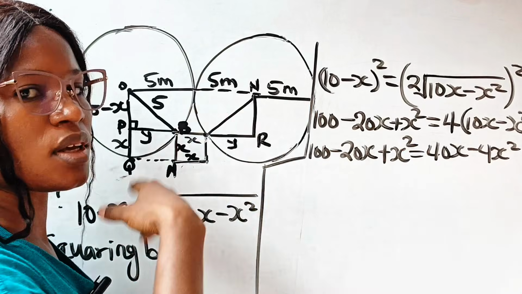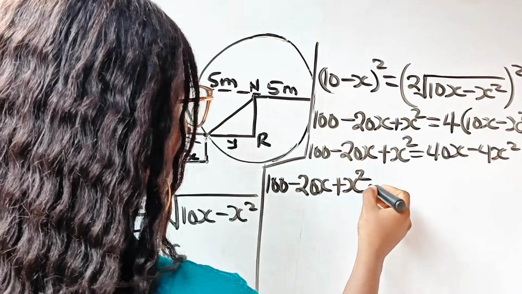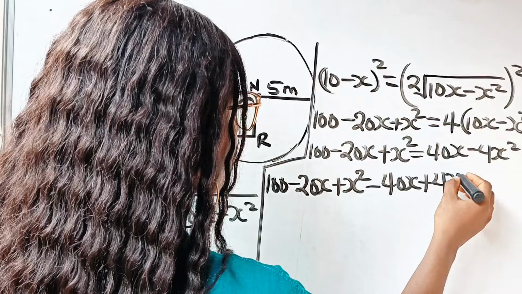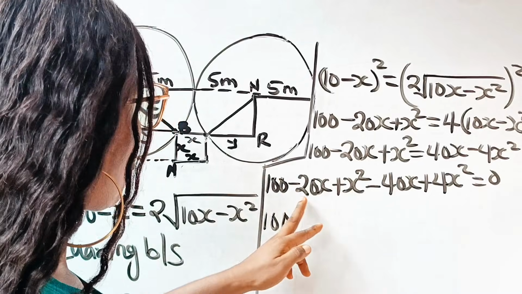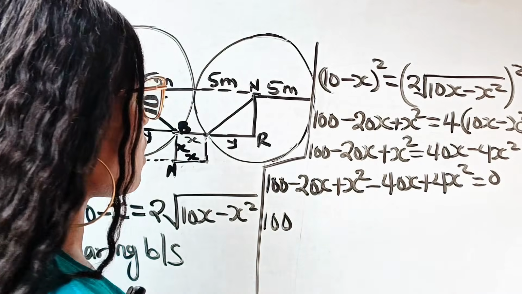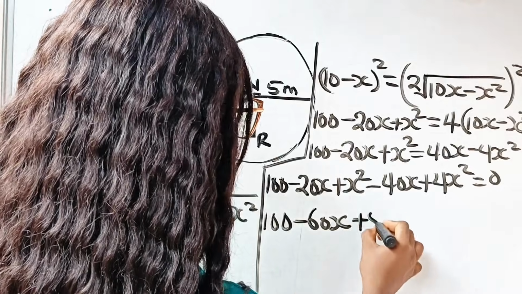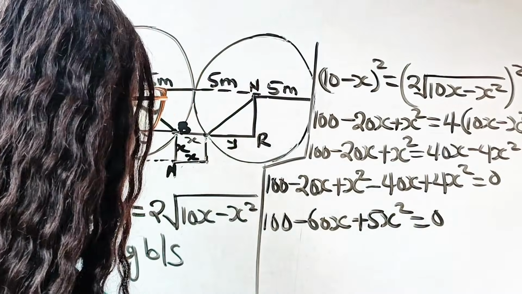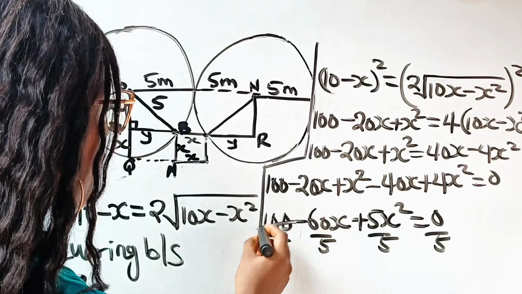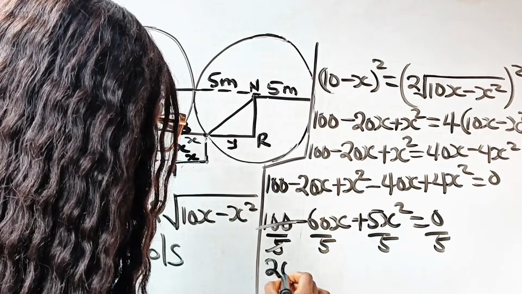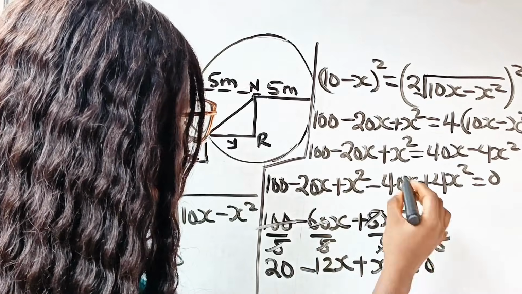So let's transfer everything to the left hand side. So we have 100 minus 20x plus x squared minus 40x plus 4x squared is equal to 0. So we have 100, minus 20x minus 40x is minus 60x, plus x squared plus 4x squared is plus 5x squared, is equal to 0. Now let's divide through by 5. So when 5 divides this, we have 20, then 12x, and x squared is equal to 0.